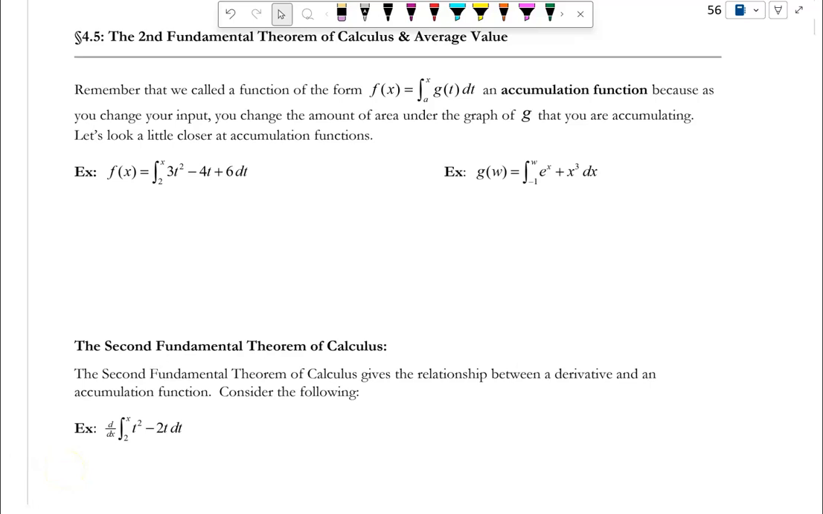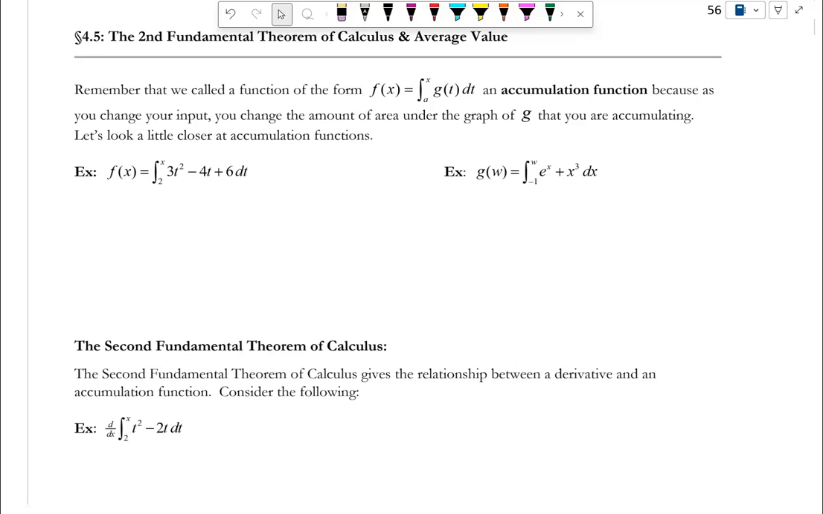So we've learned about the first fundamental theorem of calculus, and we know that the FTC is a theorem that relates indefinite and definite integrals. So our second fundamental theorem of calculus, which I'll call the second FTC, is going to relate definite integrals and derivatives.